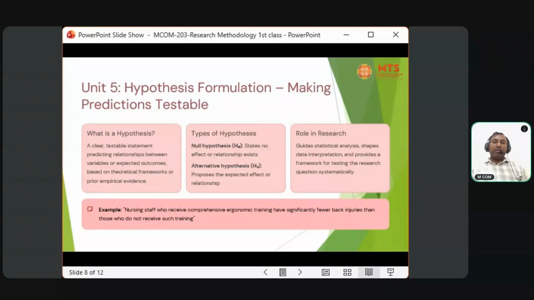Now this is unit 5, hypothesis formulation. How can we formulate a hypothesis?